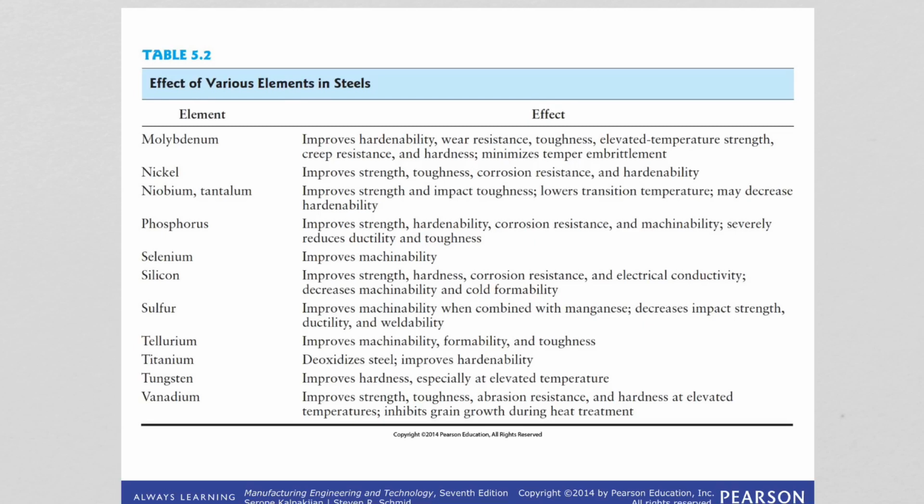And the table continues here. Nickel is also a commonly added element. It improves strength, toughness, corrosion resistance, and hardenability. Silicon improves strength, hardness, corrosion resistance, electrical conductivity, but decreases machinability and cold formability.